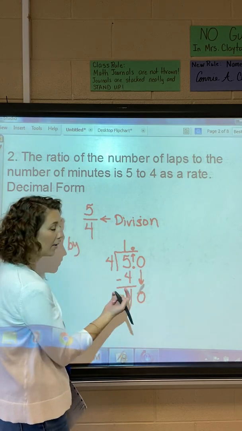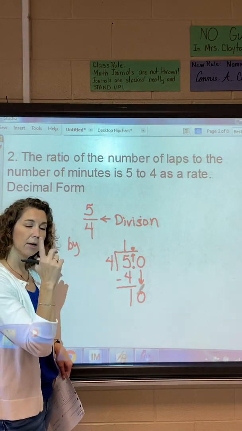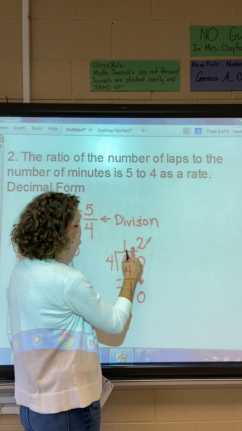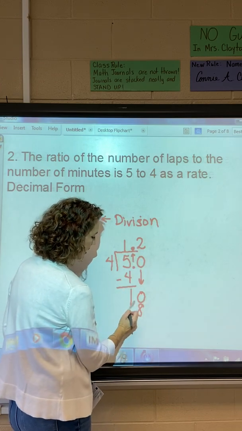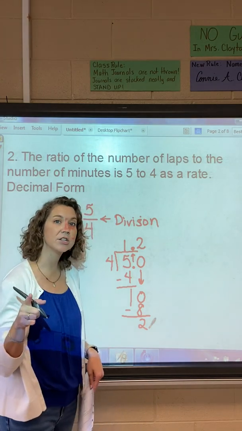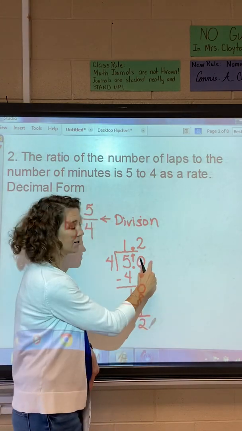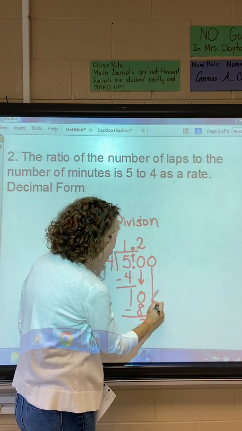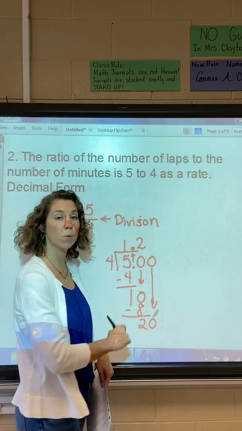Okay, 4 will go into 10 twice. 4 times 2 is 8. Subtract and I get 2. I've still got a remainder though, so I'm not finished. I've got to put another 0 up here and drop it down, and now I have 20.